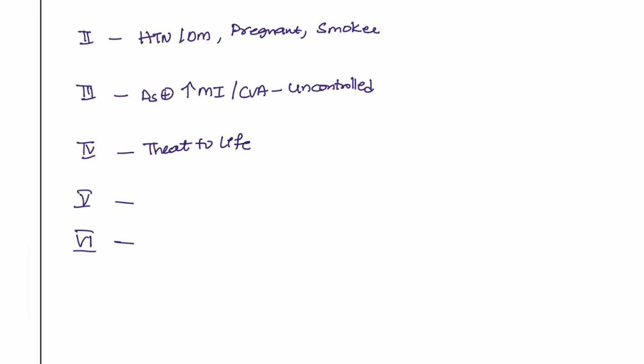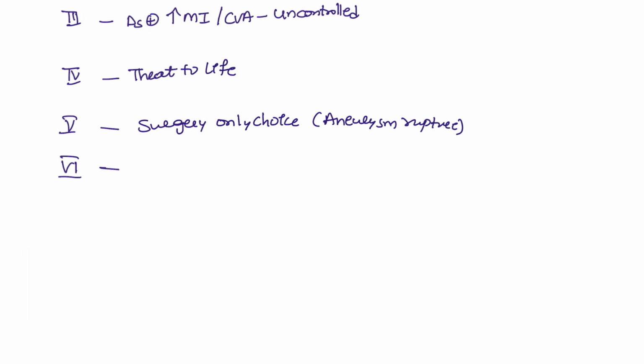And the fifth one, this patient, surgery is the only choice. For example, aneurysm rupture, right? Or the patient has complete heart block. Pacemaker is the only choice for this patient. This is the surgery-only choice. Next, the sixth one, the patient is either in a coma or the patient is brain dead. This is for these patients.